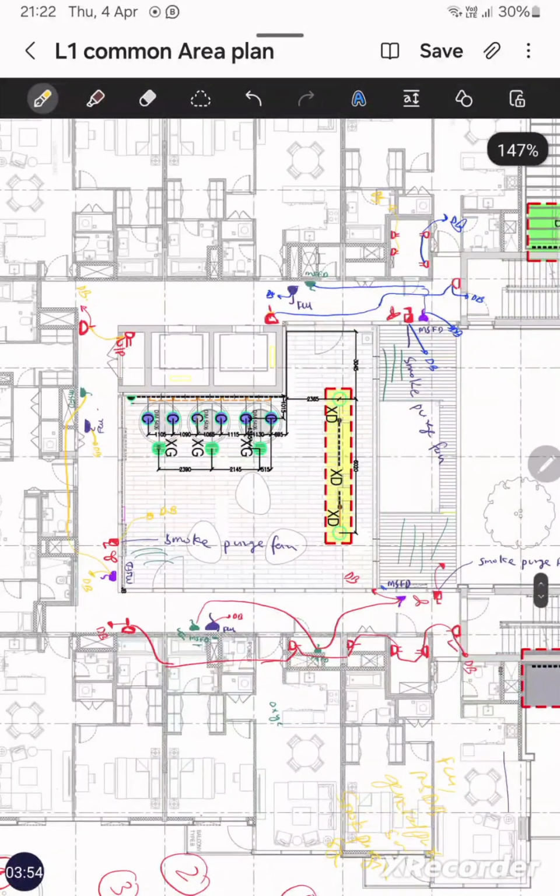Now I will make it a little bit presentable, and then again I will come back to this video and I will write the circuit identification number for each circuit, and then we will tabulate it in the load schedule.